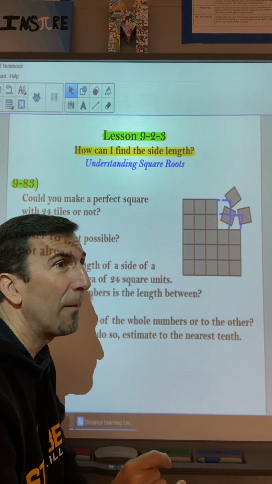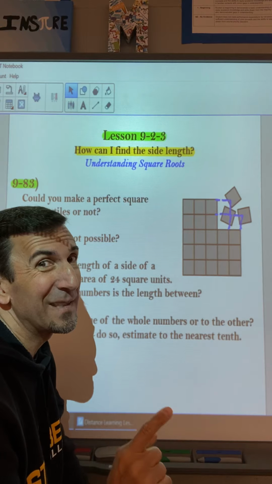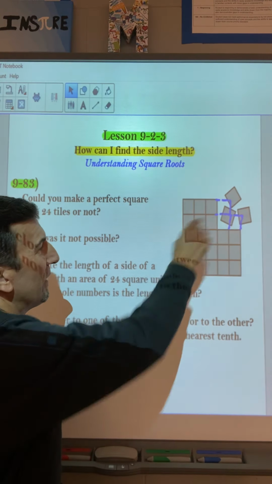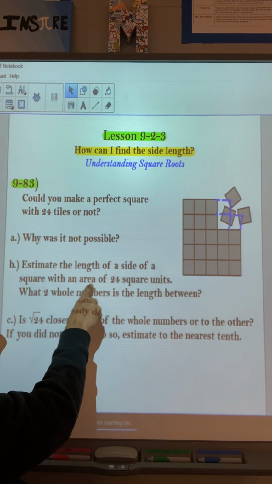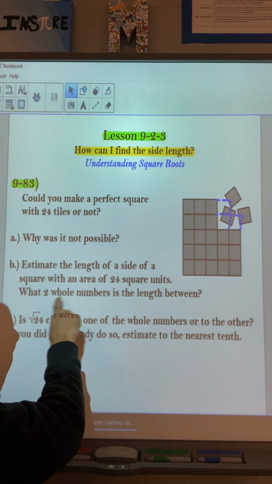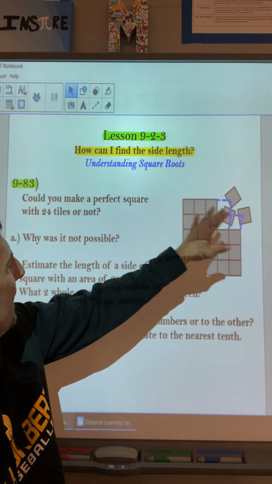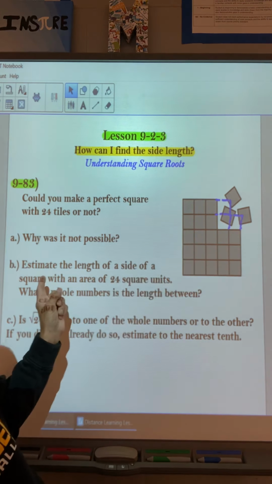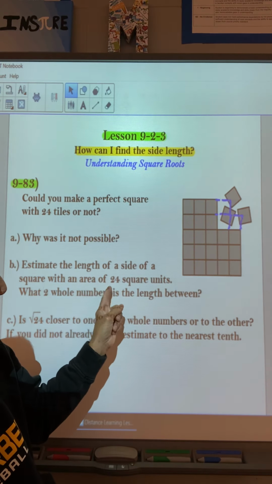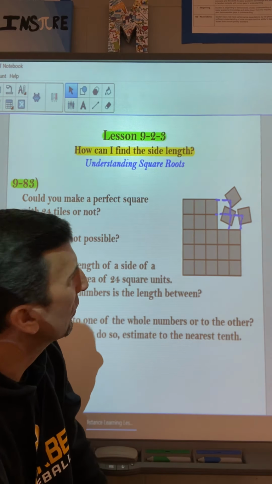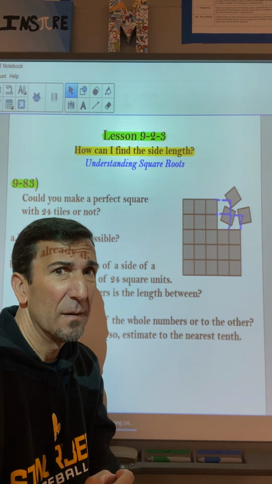Some people will jump up and say, well, then I guess it has to be an odd number. Not necessarily. Okay, so we're missing a piece. They want us to estimate the side length of the square with an area of 24. So what two whole numbers is the length between? They want us to estimate the length of a side of a square with an area of 24 square units. So we've got to estimate this.